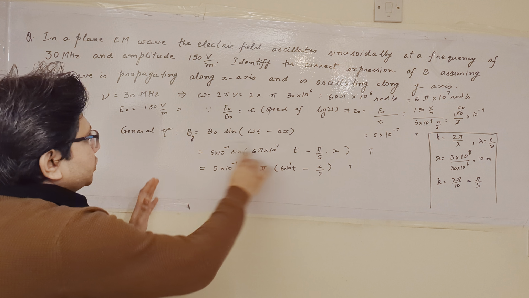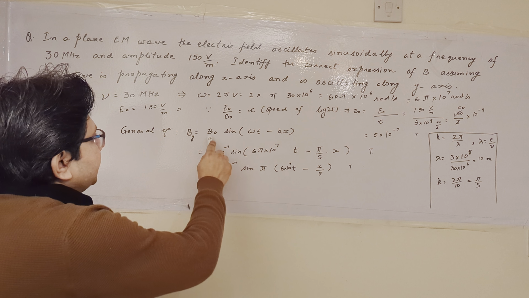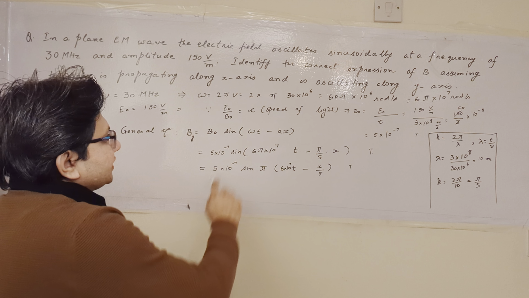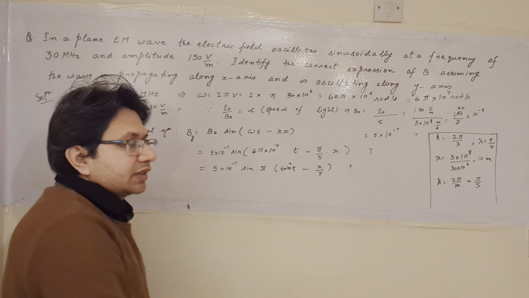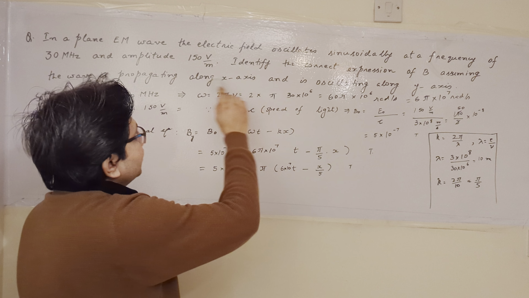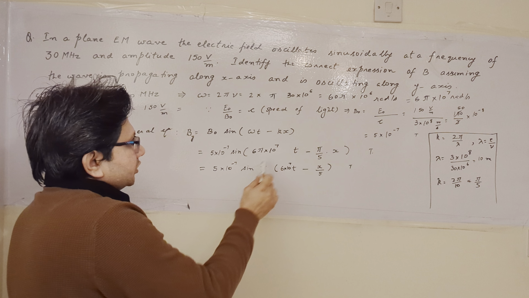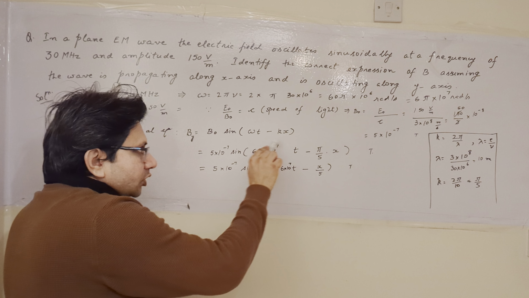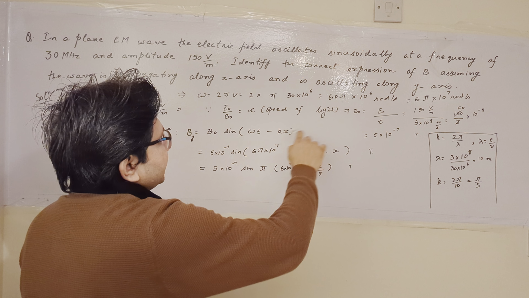So, we know the general equation of the magnetic field. The magnetic field is given by B naught sine omega t minus kx. This is the general equation for a wave propagating along the x direction. It is given in this problem that the wave is propagating along the x direction, so we use this particular expression. This x denotes that the movement of the wave is along the x direction, and oscillating along the y-axis.